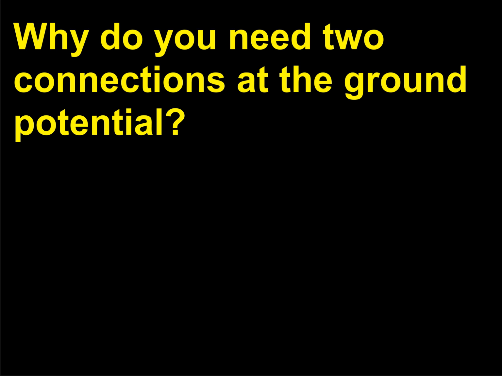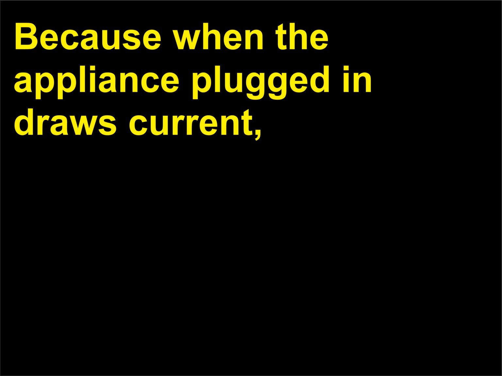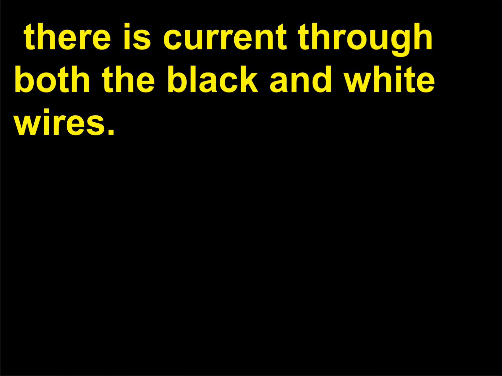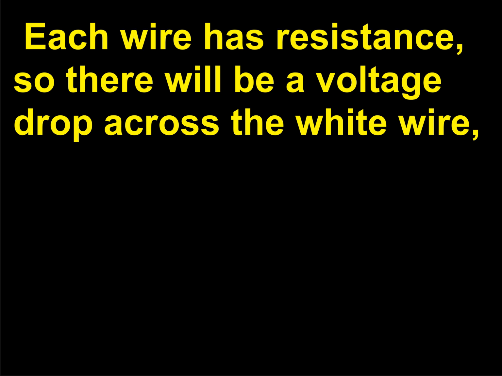Why do you need two connections at the ground potential? Because when the appliance plugged in draws current, there is current through both the black and white wires. Each wire has resistance, so there will be a voltage drop across the white wire, and it will be above ground potential at the outlet.